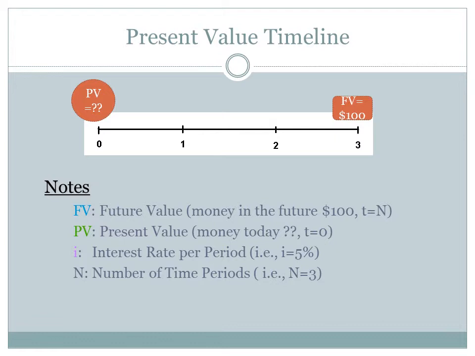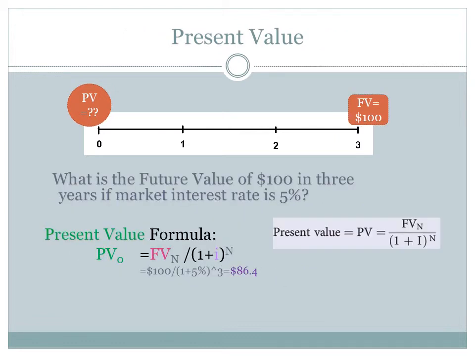Now we want to solve for present value. We do the same thing, draw a timeline. If the future value is $100, what is the present value? We can use the formula: future value divided by 1 plus I, the interest rate, in parentheses, to the power of n. So you will get $86.40. The meaning is that you will receive $100 in 3 years, and that money is equivalent to $86.40 today.